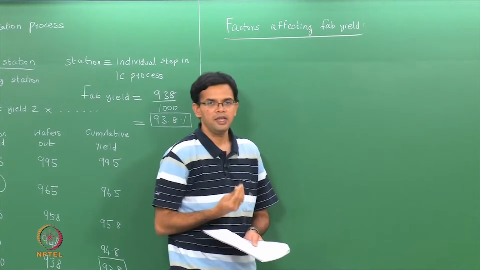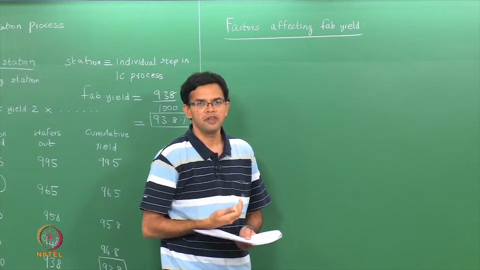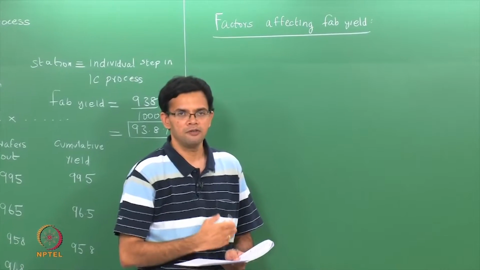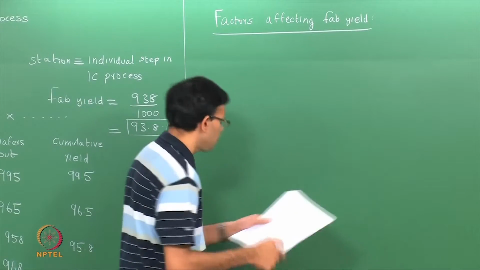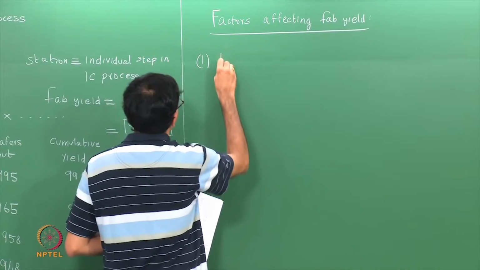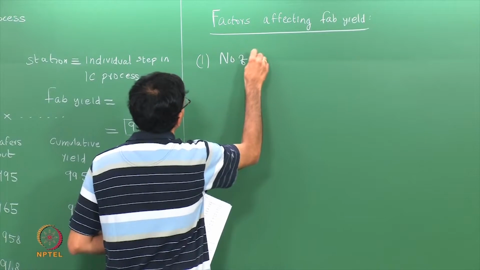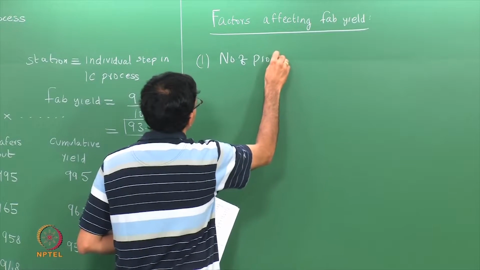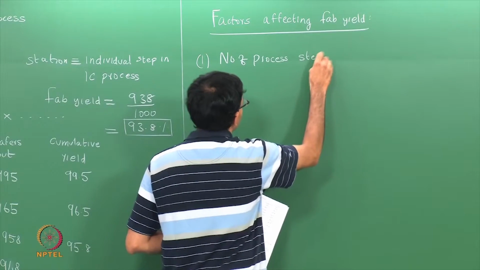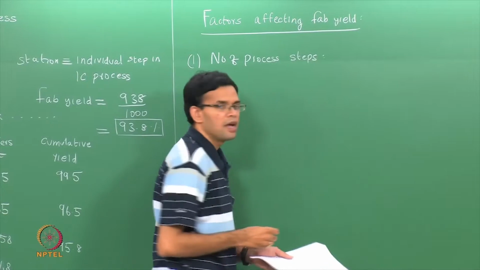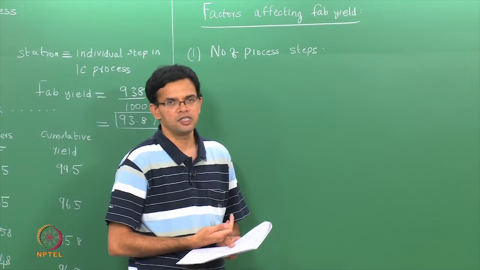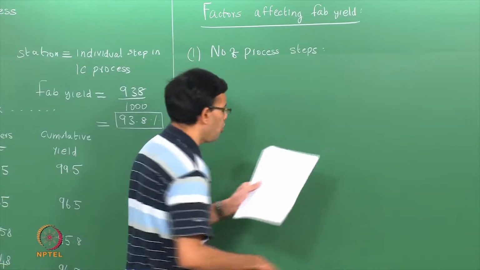So, the fab yield is related to the yield of the individual stations. So, some of these factors also affect the individual station yield. The first factor is the number of process steps. Again, as we saw earlier, the more the number of process steps, the lower is the overall yield.